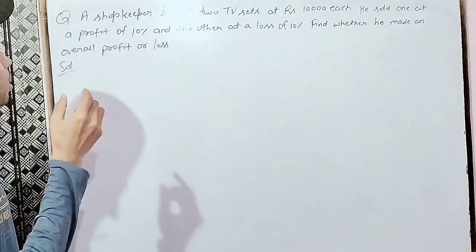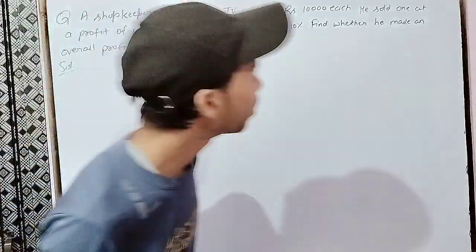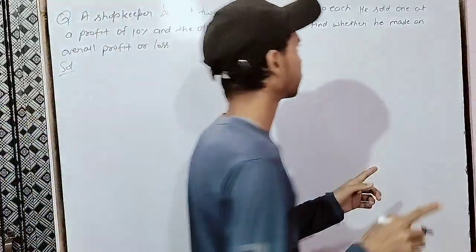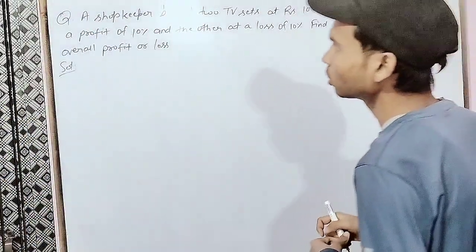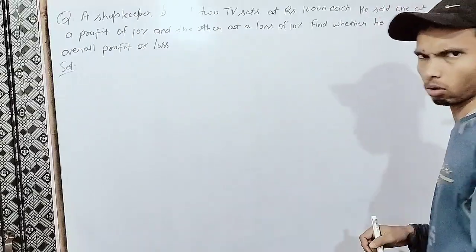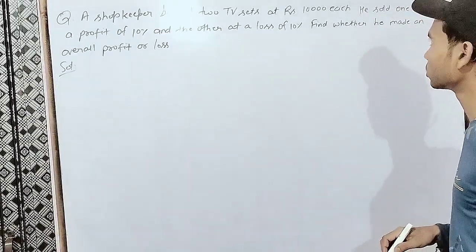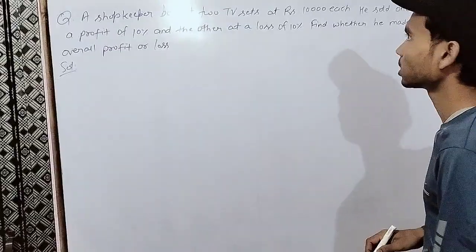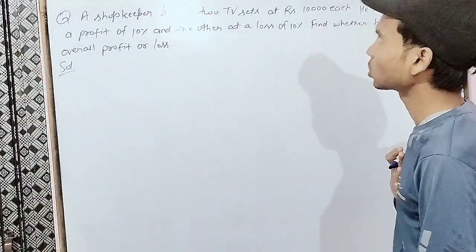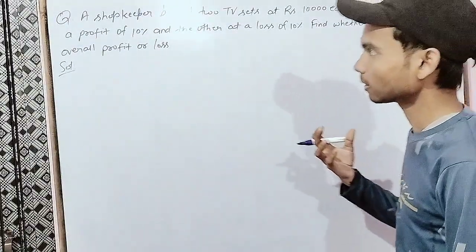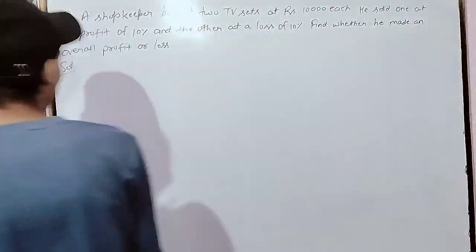Find whether he made an overall profit or loss. Overall total, did he make a profit or loss? What happened in the final stage? First of all, we are going to find the exact price.